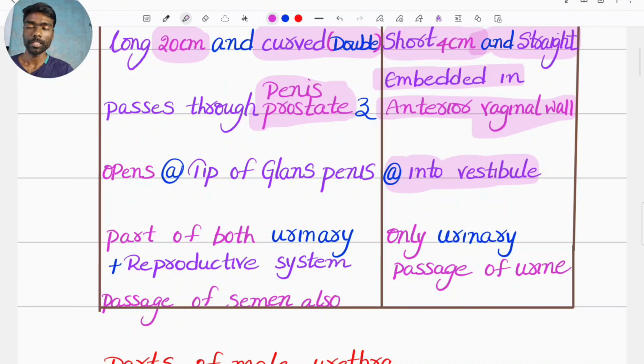Here, male urethra has two functions. One is urinary function and one is reproductive function, as it allows passage of both urine and semen. Here, female urethra has only urinary function. It allows the passage of urine.